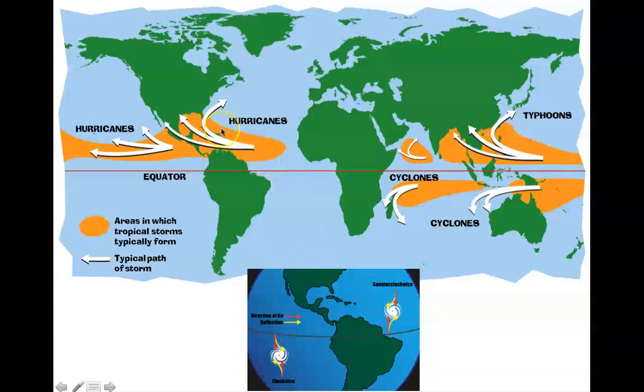Notice that they're called hurricanes in the west in the northern hemisphere. They're called typhoons in the east in the northern hemisphere, and they're called cyclones when they're in the east in the southern hemisphere.